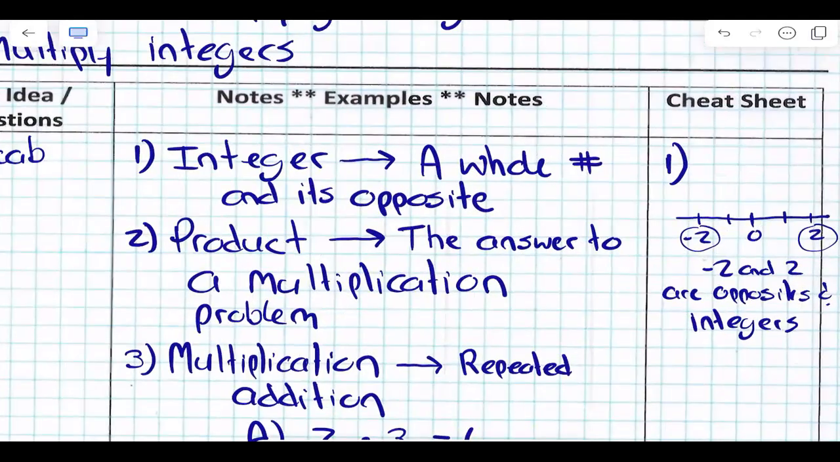The first vocab word of 5th grade was integer. An integer is a whole number and what? Its opposite. Okay, everyone should be answering. I didn't see everyone's mouths move, so I'm going to do that again. An integer is a whole number and its? Opposite. I like that much better.